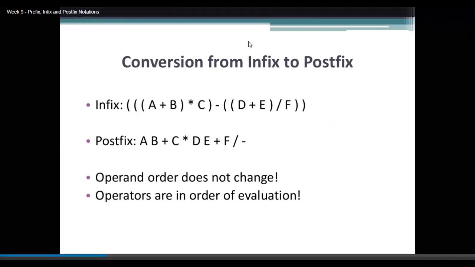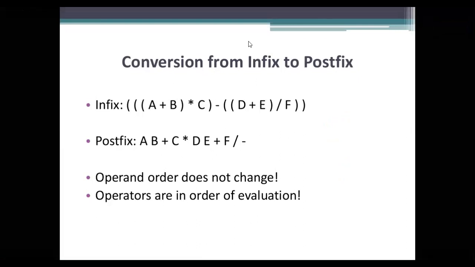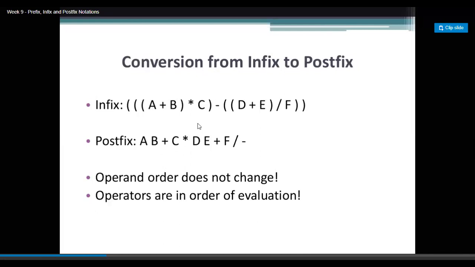Yes, sir, I want to ask a question, sir. Yes, please. Sir, I want to ask a question, sir. Yeah, sure, go ahead. Sir, so this is just an idea of what happens when you convert, but the problem is how can we convert?